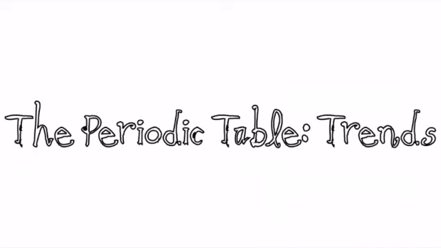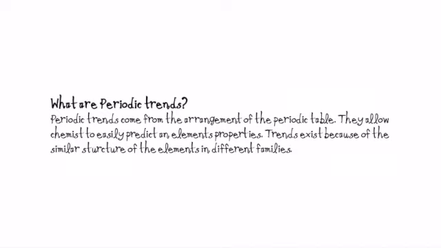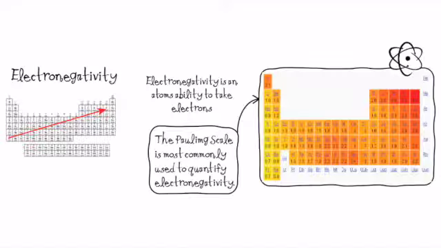The periodic table trends. What are periodic trends? Periodic trends come from the arrangement of the periodic table. They allow chemists to easily predict an element's properties. Trends exist because of the similar structure of the elements in different families. Electronegativity. Electronegativity is an atom's ability to take electrons. It increases as you move up and to the right on the periodic table. The Pauling scale is most commonly used to quantify electronegativity.